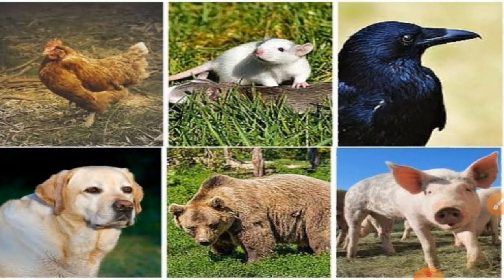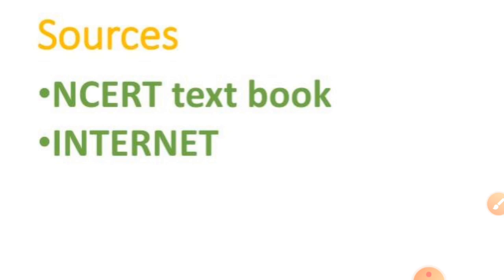Some examples of omnivorous animals: hen, rabbit, crow, bear, pig, dog, cat, etc. Cockroaches and ants are some other animals that are omnivores. In this lesson we understood that we depend on plants and animals for our food.